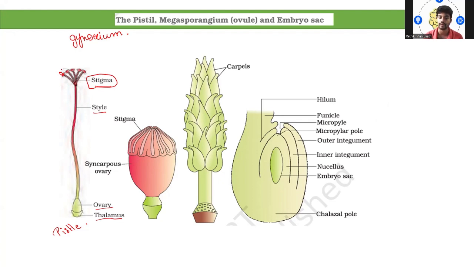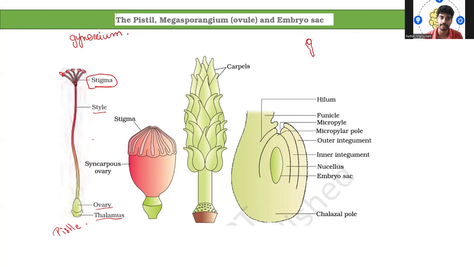So from the stigma, what happens? The pollen grain, as you can see, develops a pollen tube. Through the pollen tube, via the style, the gamete releases its nucleus, and that is going to reach the ovule, which is present in the ovary, and fertilization is going to take place. So this is the major thing.